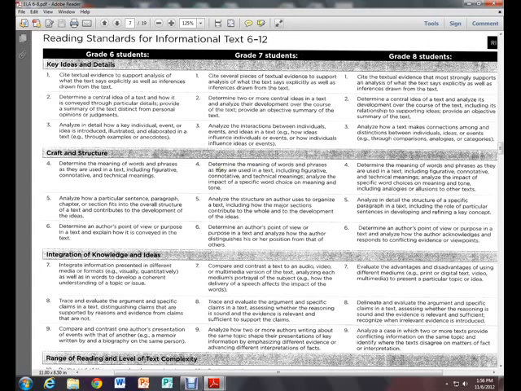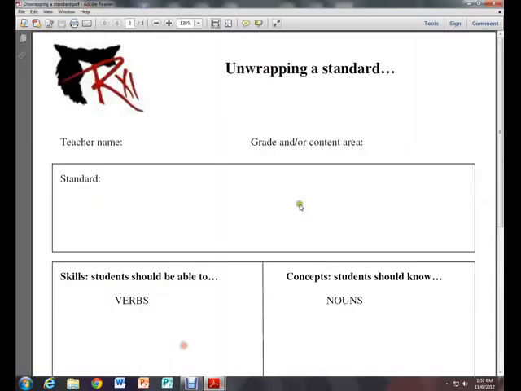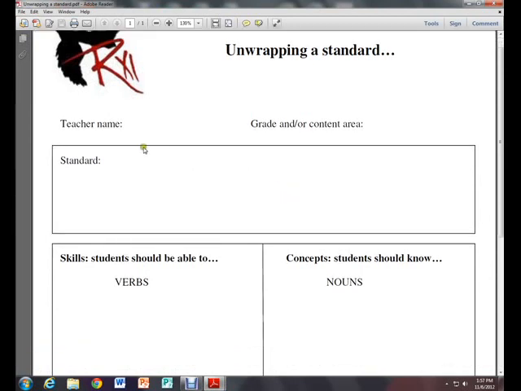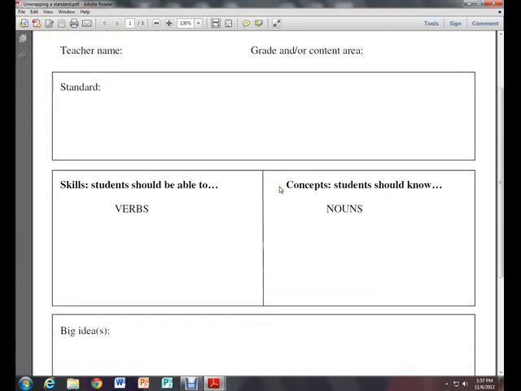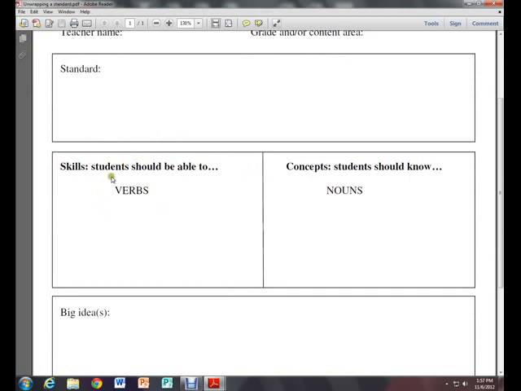And when we talk about unwrapping a standard, this is what we're talking about. This is a standard and it needs to be broken down further. So you've all been provided another document that looks like this, Unwrapping a Standard. The first thing that we would put in the standard box would be the standard. And then we'd go down a little bit further and we'd focus on the skills. And the skills are what students should be able to do. And that would be the verbs, the action pieces.